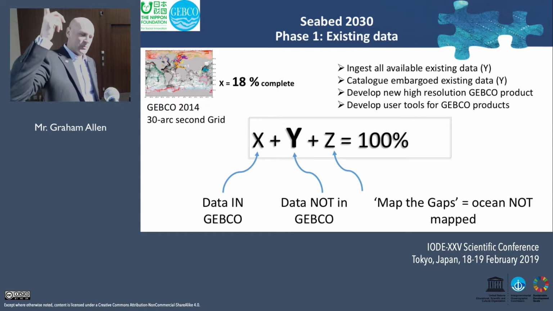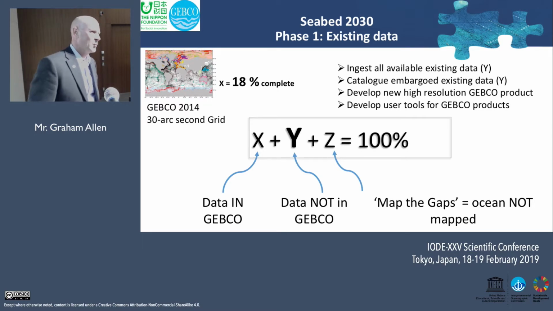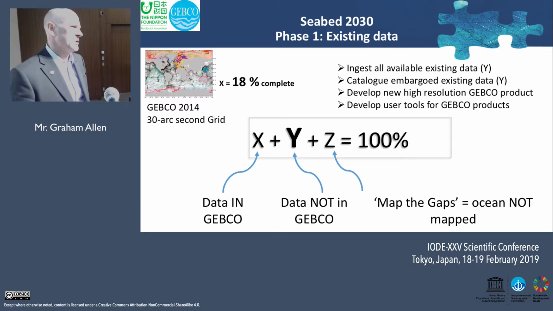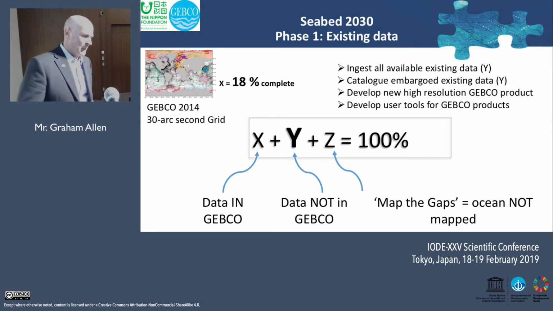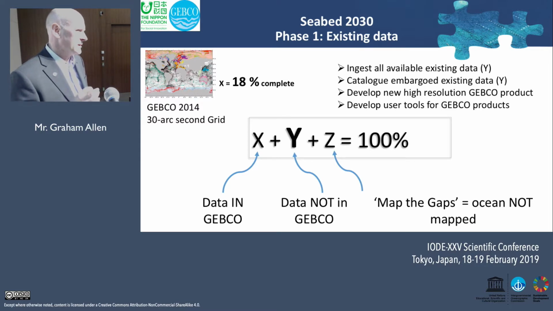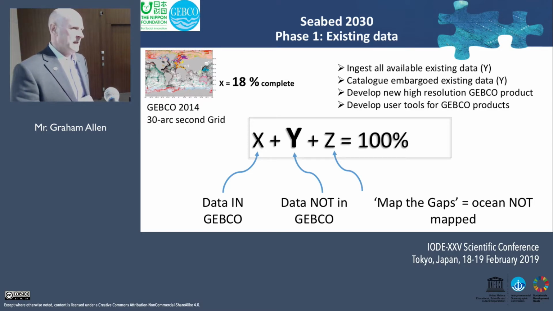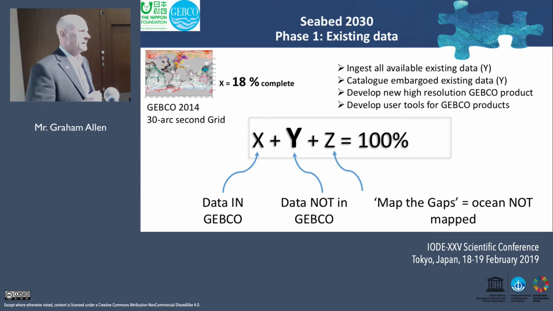If you took top left there, 18%, we're often quoted that the ocean's been mapped 18%, or 18% of the ocean is mapped. Well, we don't actually know how much of the ocean is mapped. That's one of the objectives of GEBCO, to answer that. And if we go to my equation, I think very simply that X is the data that's today in GEBCO. Y is the data that's been collected but not yet in GEBCO. So X plus Y is actually what's being mapped. And then Z is the gap, that's the unknown.